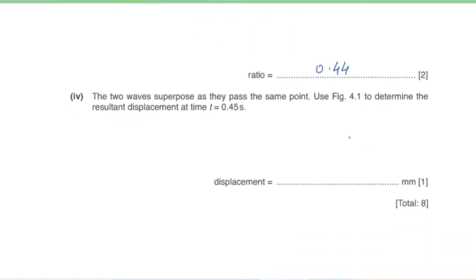Part 4.2, waves superpose as they pass the same point. Use figure 4.1 to determine the resultant displacement at time t equals 0.45 seconds. This means that the resultant displacement will be the sum of displacements of both waves Q and P at t equals 0.45 seconds.